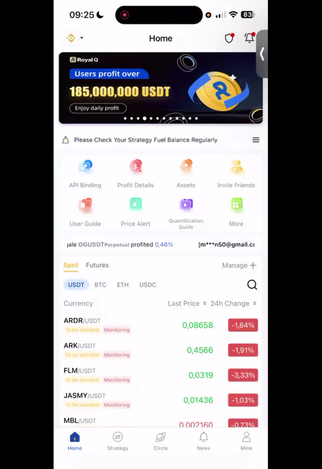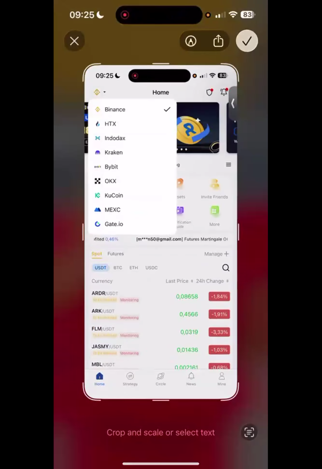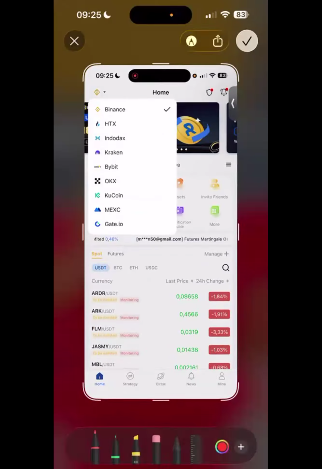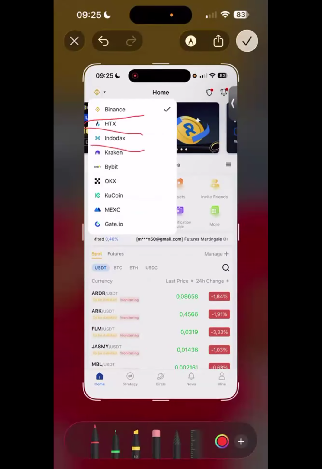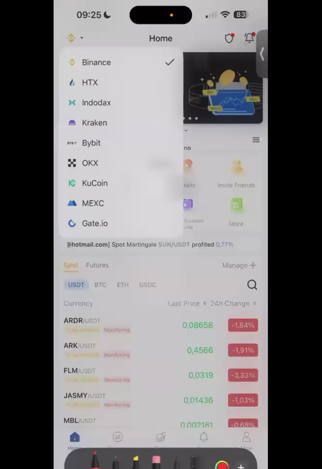Okay. So I'm going to tap on my top left corner. Okay. So on the top left corner, this is where you will be able to see all the exchanges that one can connect to the RoyalQ robot. Okay. Now, these exchanges are not just any ordinary exchanges.